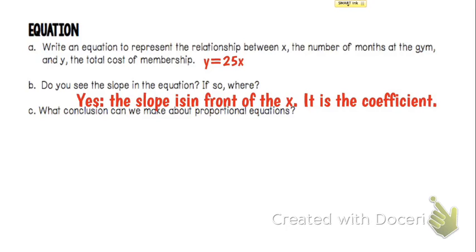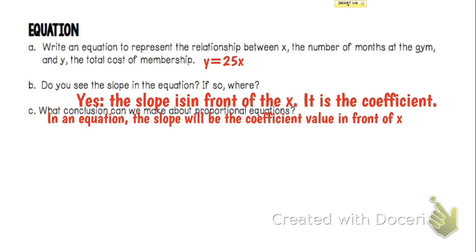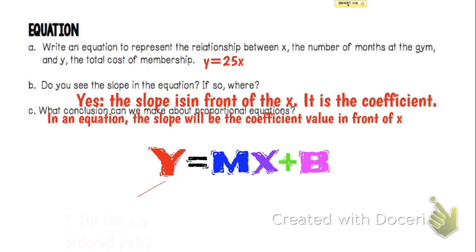What conclusion can we make about proportional equations? In an equation, the slope will be the coefficient value in front of x. So let's take a little look at the slope-intercept equation. So you have y equals mx plus b. Well, y is always going to be the y in the xy ordered pair.